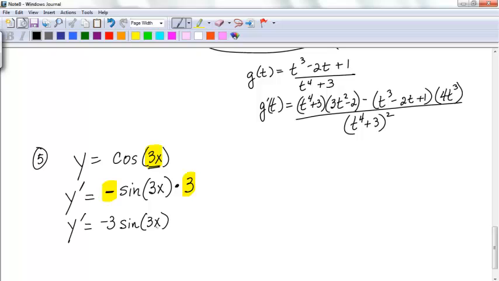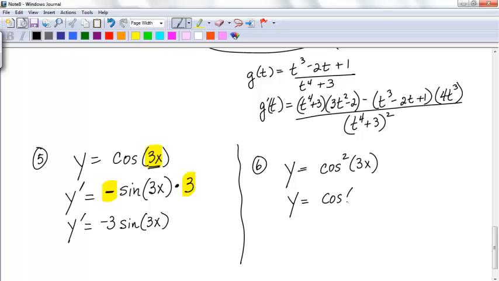So y prime would equal negative 3 sine of the angle 3x. Now, what if they change this? What if I say y equals the cosine squared? They might write it like this in the book, but you don't want to write it like that. You want to write it so it looks like a chain rule. So rewrite the problem first, so it's cosine of 3x, quantity squared. It's kind of like rewriting it so you can put it in your calculator. The calculator won't let you put in that squared; you have to put it on the outside like that. Now it's the chain rule.